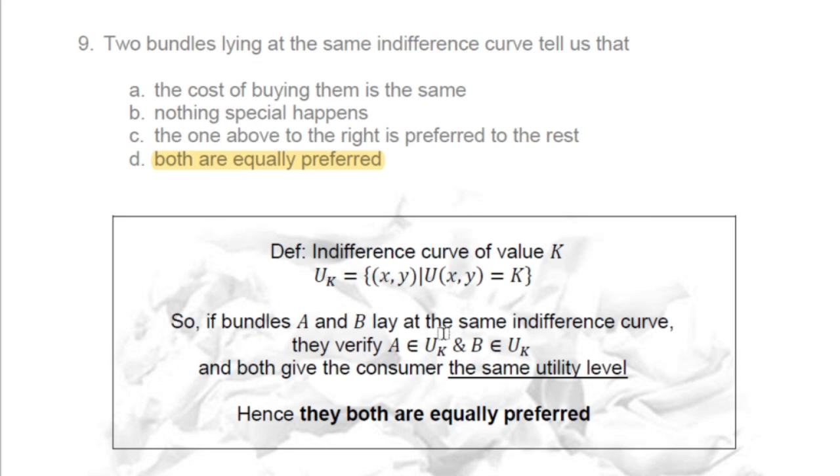If two bundles A and B are on the same indifference curve, then they give me the same utility level, k for example, so they are equally preferred for me. Well, we will leave here the first video, and we will continue with question number 10.